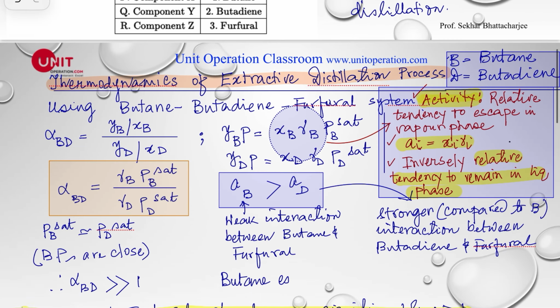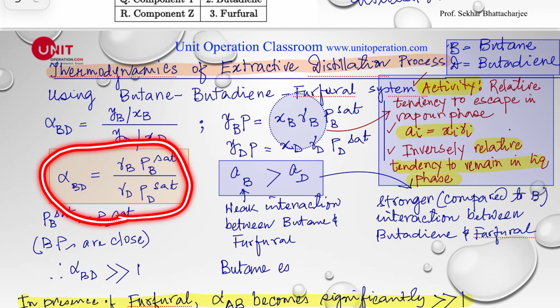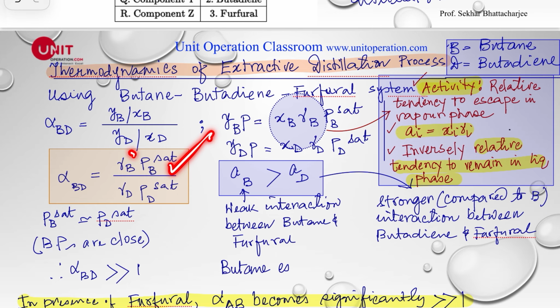So if that is the case, the activity of butane would be higher than the activity of butadiene. That is according to all the information given in the problem. So if we define the relative volatility in this method, the numerator would be, these two are almost identical. The vapor pressures are almost identical because the boiling points are almost similar. So this would be much higher compared to this one.